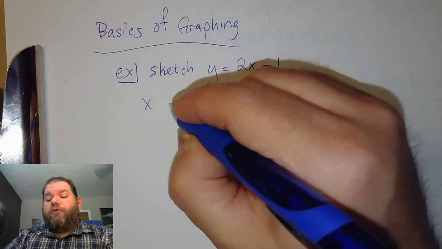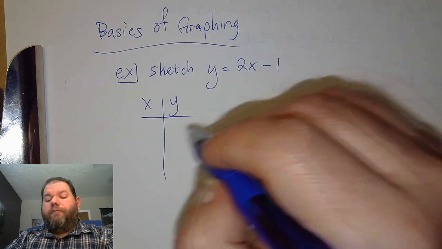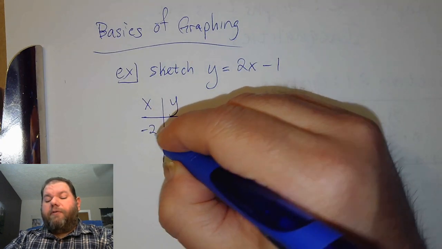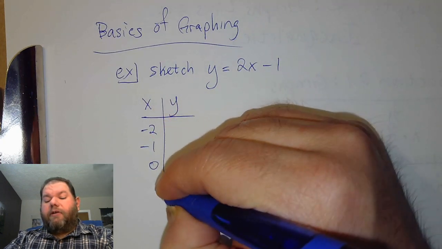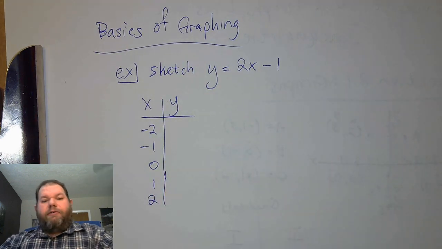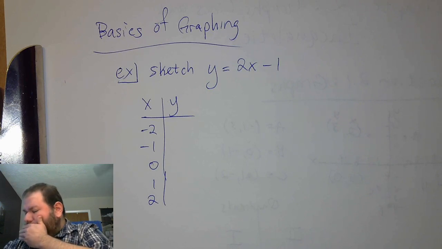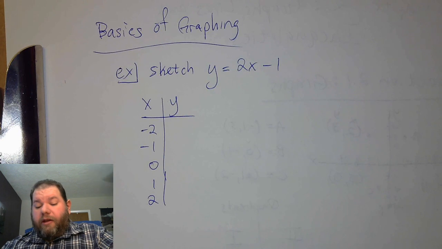Now, what I would normally recommend is just pick some values for x kind of near 0. By staying close to 0, that means we'll keep our y values relatively small, although not always. And so by doing that, it keeps things a little bit simpler, basically.